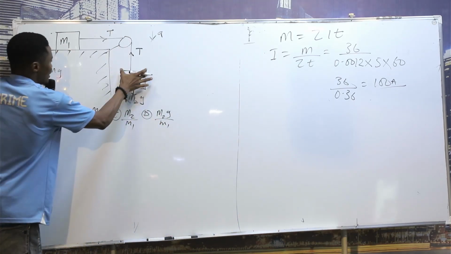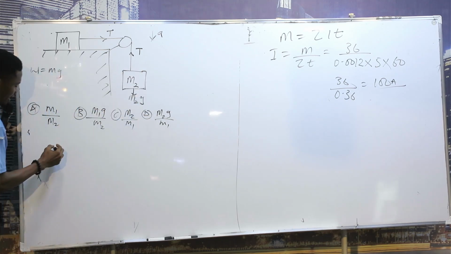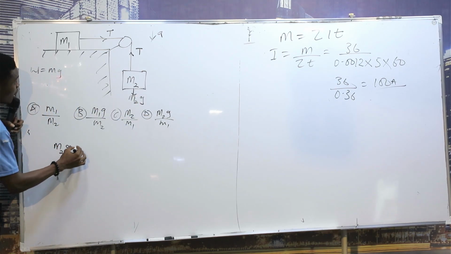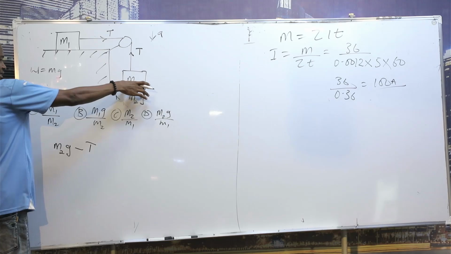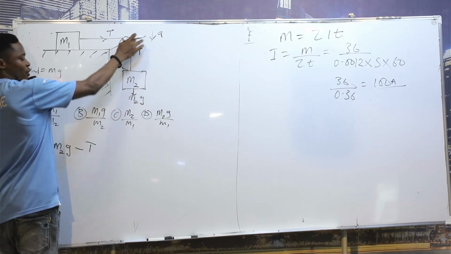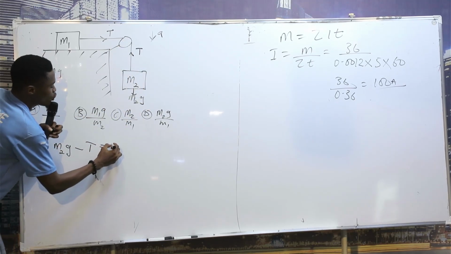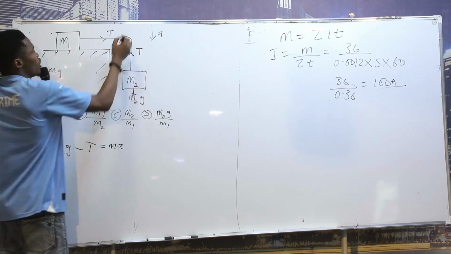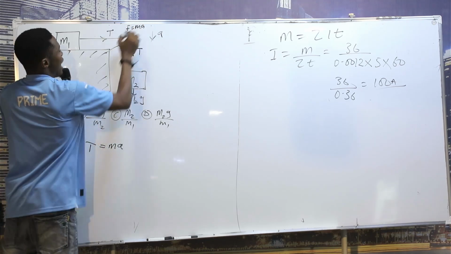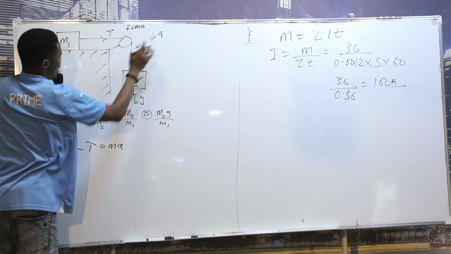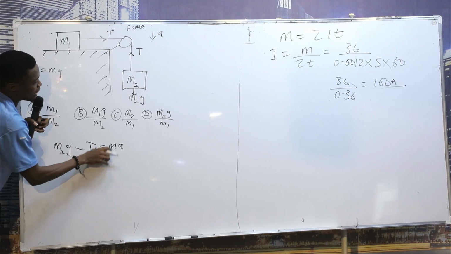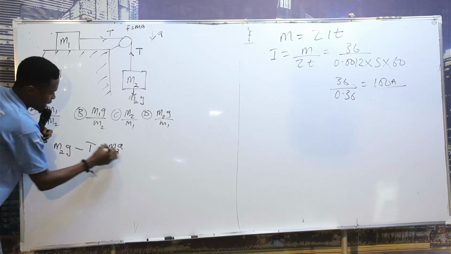So the resultant force here is M2g minus T, that is this downward force minus the upward force. And this will be equal to mass times acceleration, because we know that force is MA. So a is our acceleration. But which mass are we talking about? M2. So this is M2.